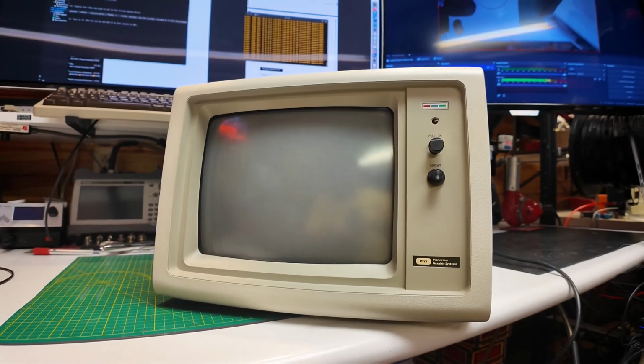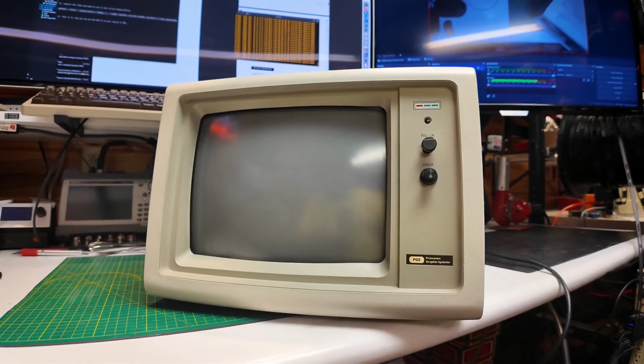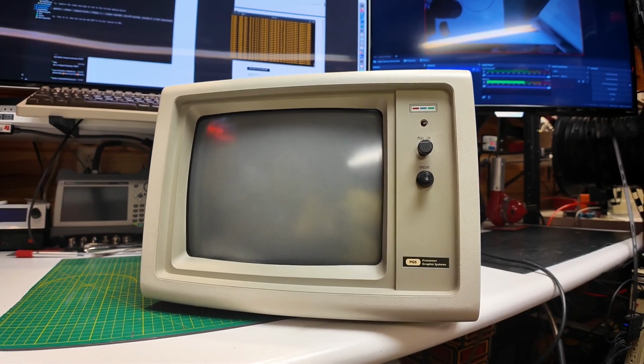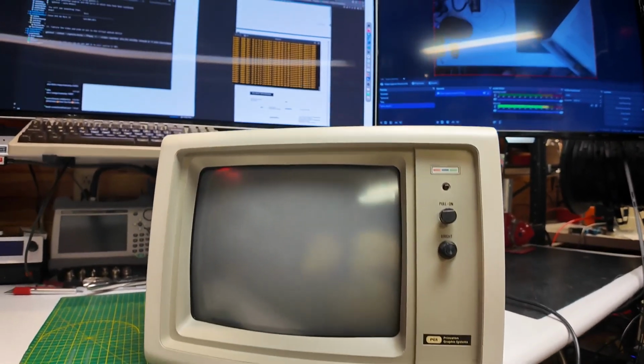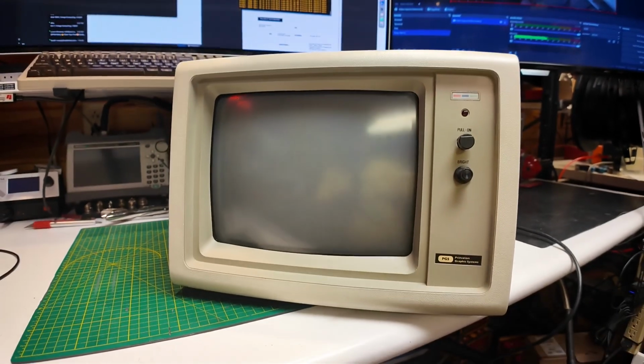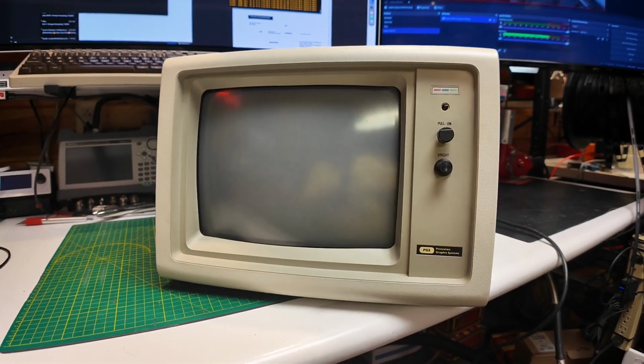Not 100% sure, but I think a lot of these were just clones of the IBM 5153. And if I remember correctly, those are pretty easy to work on. I did find a service manual online, so that's going to make things a little simpler. Anytime you can find a service manual, you should be looking for it, because boy are they a lot of help.